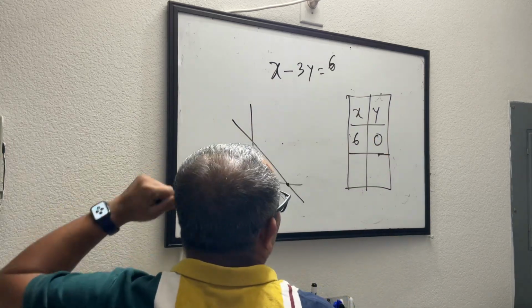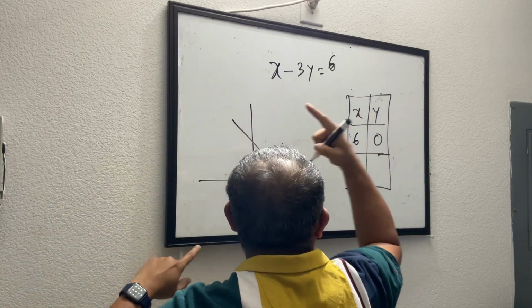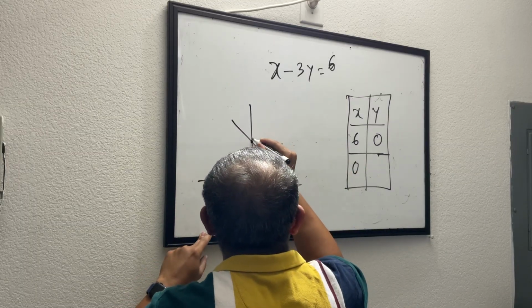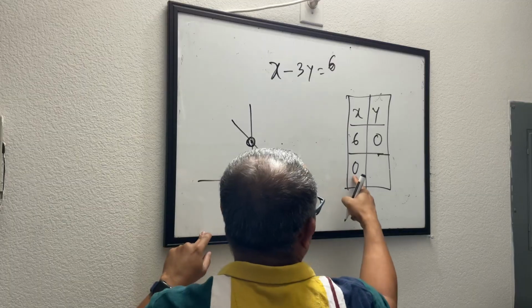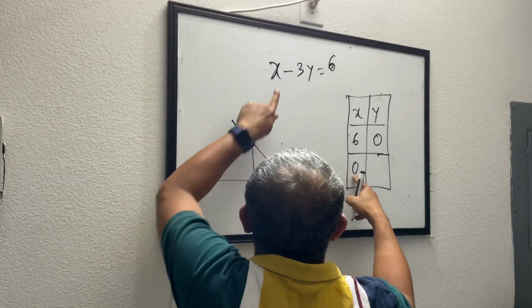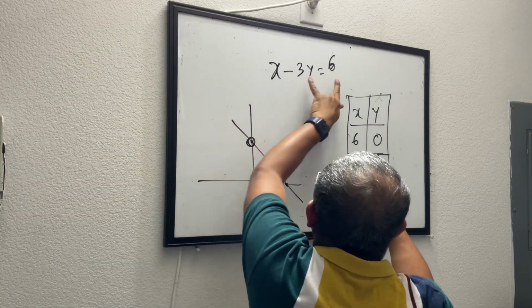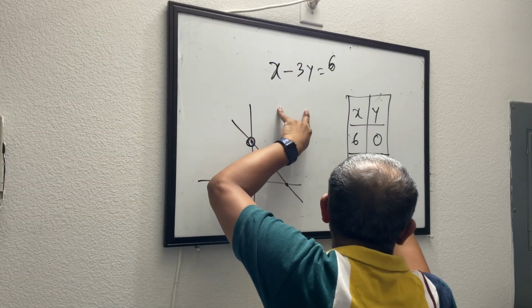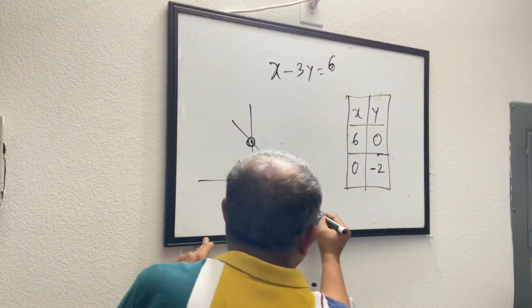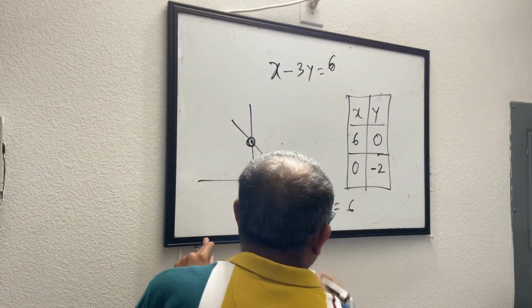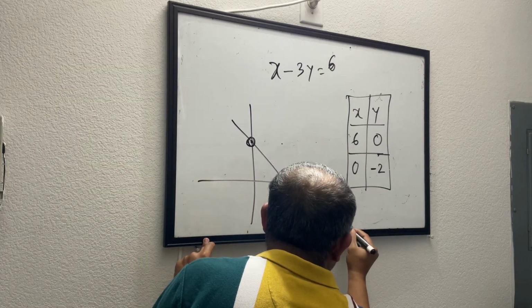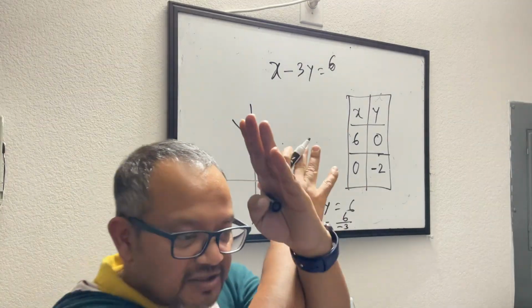Find out the y-intercept, meaning my x will be 0. Wherever it is touching the y-axis, my x will be 0. So I put x equal to 0. So minus 3y equal to 6. So y will be equal to minus 2. Minus 3y equal to 6. That means y will be equal to 6 by minus 3. This sign, yeah.